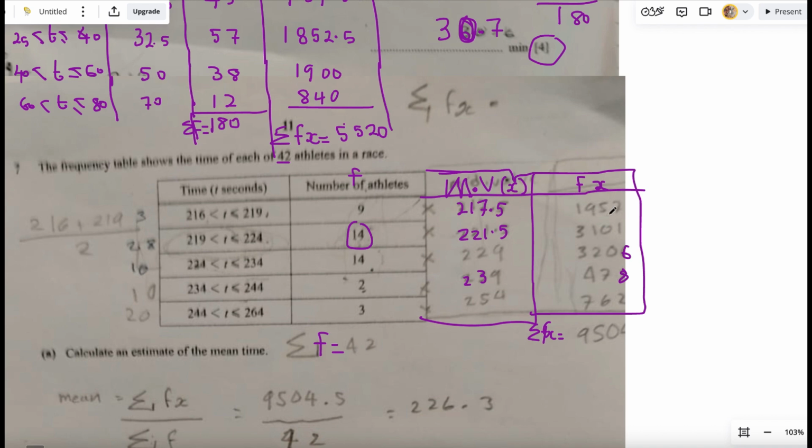1957, 3101 plus 3206 plus 478 plus 762. Okay, let's see what we got. 9,504. That's what we get. This number is 5.